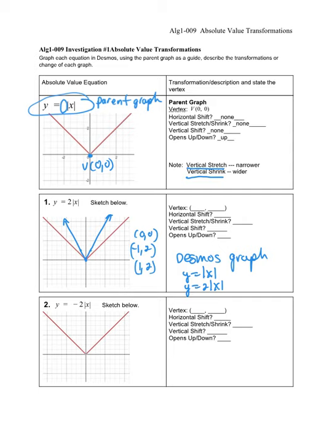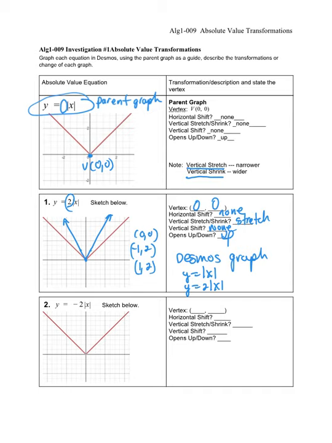Okay, so the vertex remains the same. Horizontal shift would be left or right. There is none. And it is more narrow than the original one, so it is a stretch, like you stretch a rubber band. Vertical shift, none. Like this is left to right, so there's no shift here. And then it opens up because this 2 is positive.